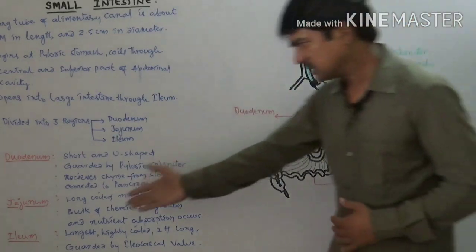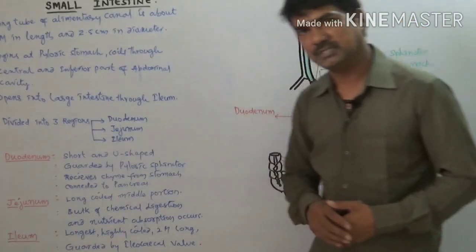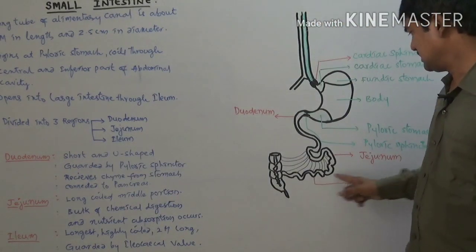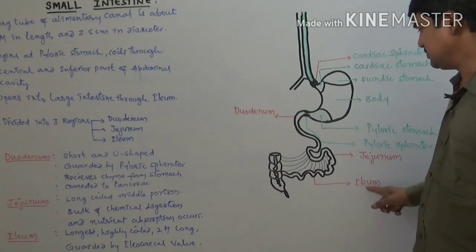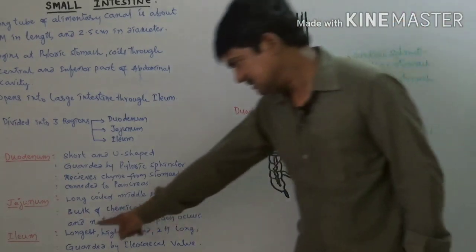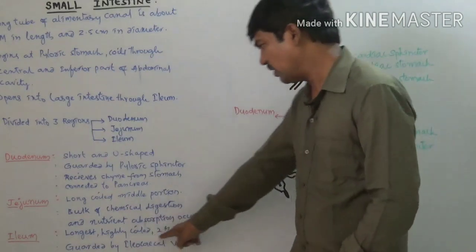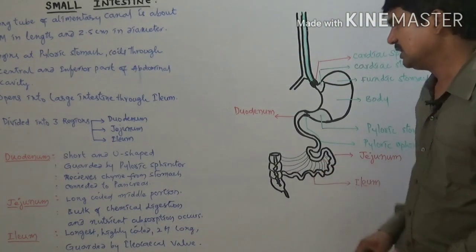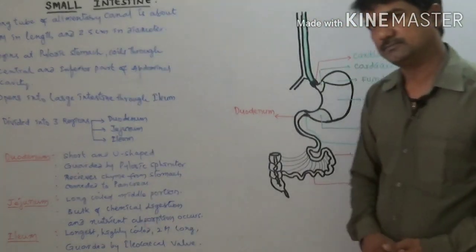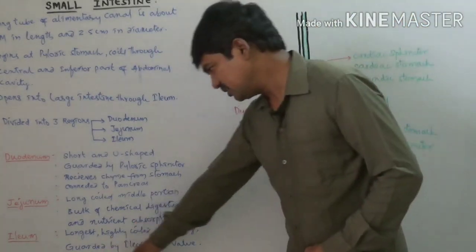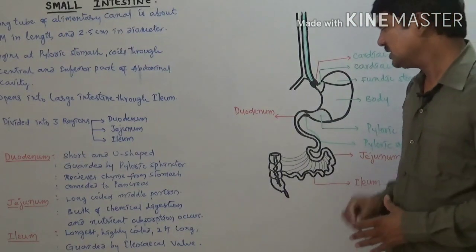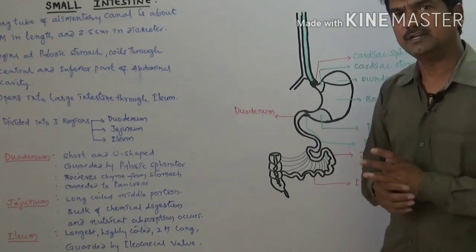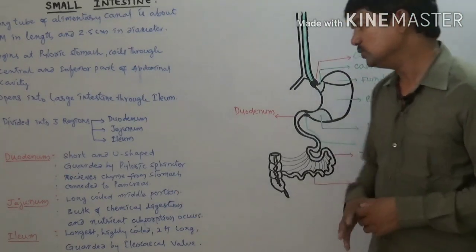And the last part, the posterior part of the small intestine, is called the ileum. You can see it here, just behind the jejunum. It is the longest and highly coiled structure, about 2 meters long. And next, it is guarded by the ileocecal valve, which opens into the large intestine.